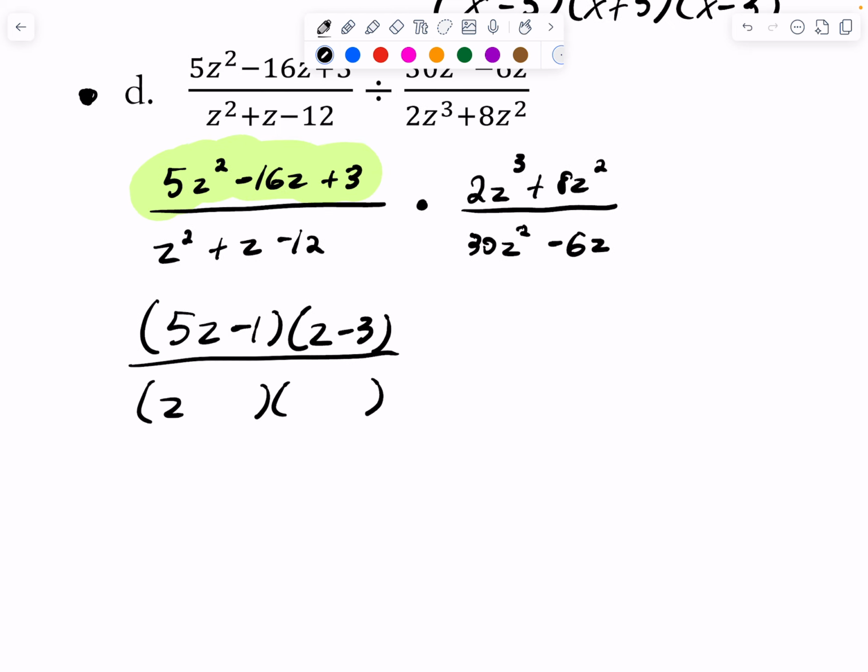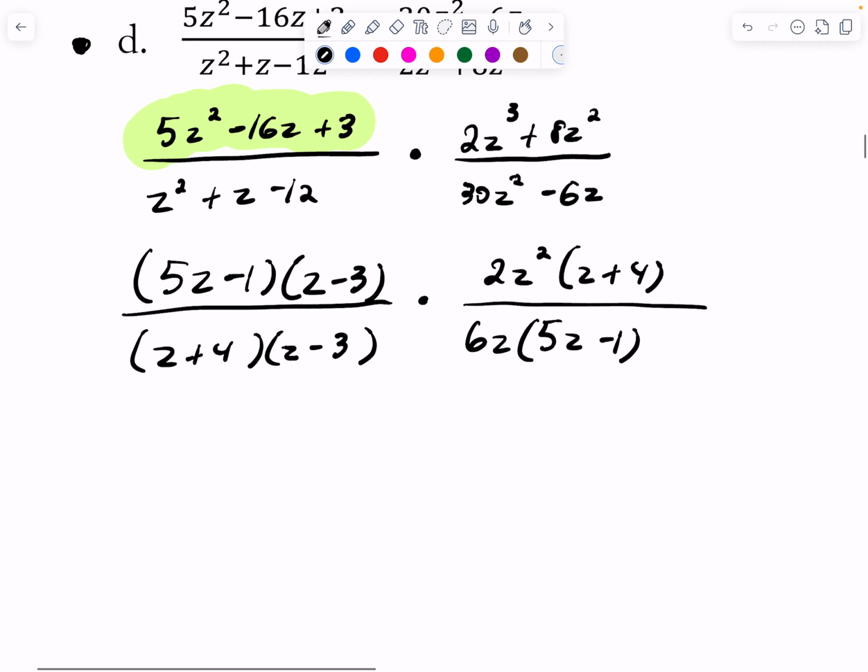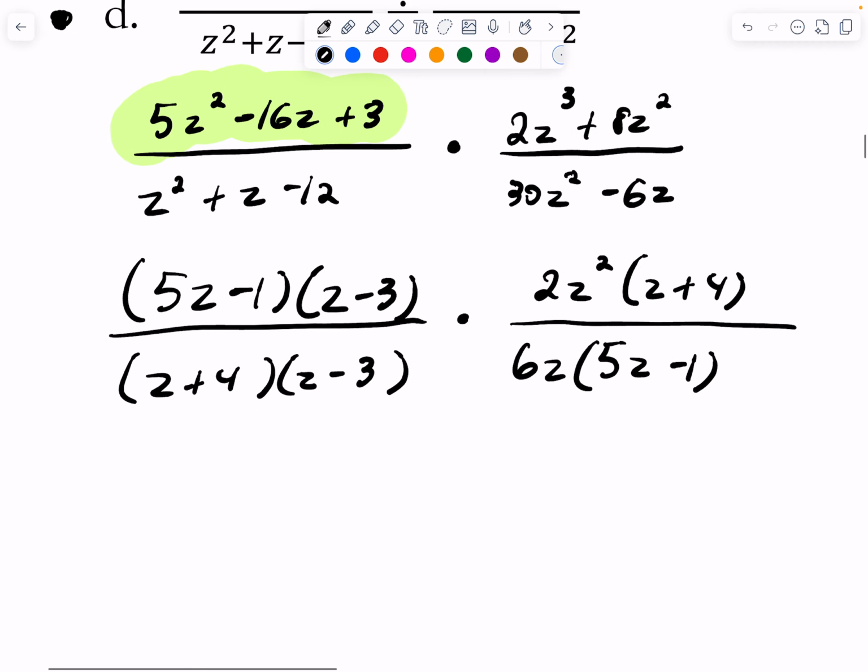So I'm going to have z and z, so I need factors of negative 12 that add to 1. So I'm going to use positive 4 and minus 3. And then times, over here I'm going to factor out, looks like I can factor out 2z squared and be left with z plus 4. Yes, and then all over this one I'm going to factor out, I think, 6z. Let's see, 5z minus 1, confirm. Yep, that looks good.